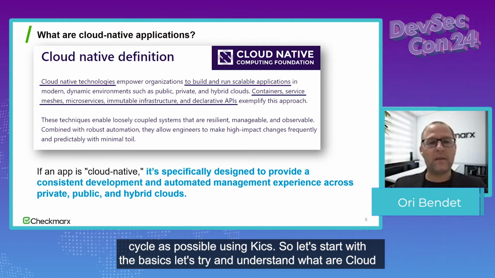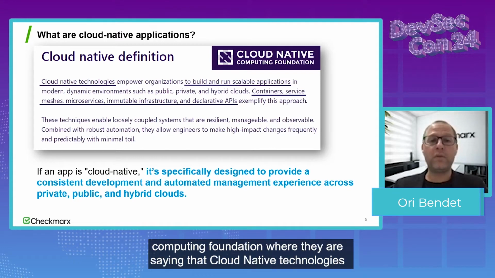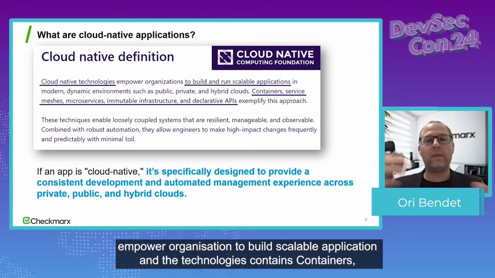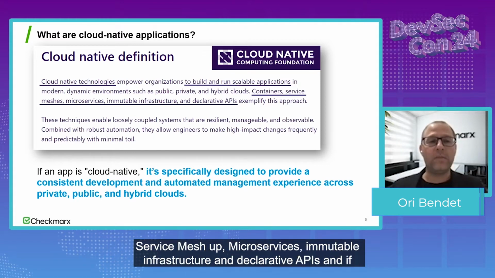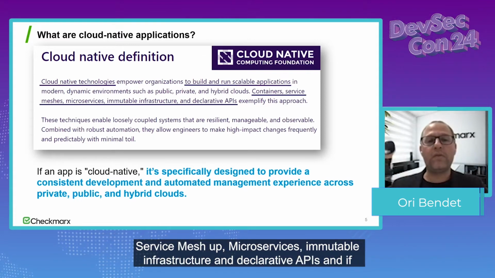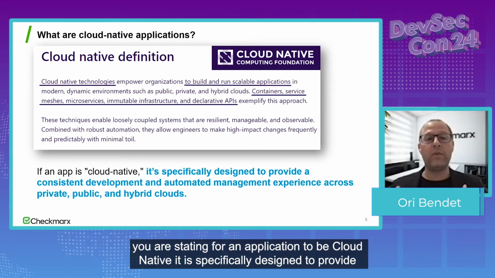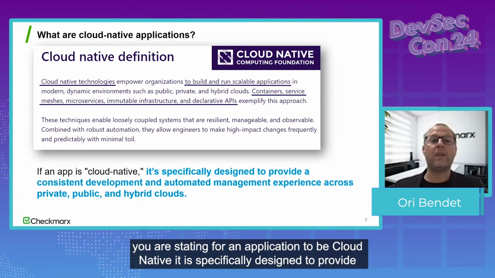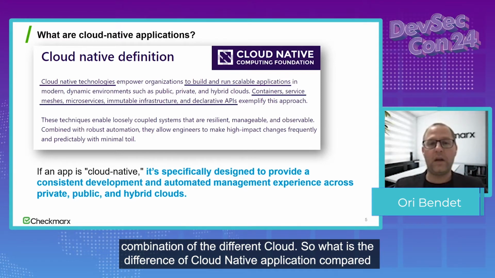So let's start with the basics. Let's try and understand what cloud native applications are. Here you can see the cloud native definition from our friends at the Cloud Native Computing Foundation, where they are saying that cloud native technologies empower organizations to build scalable applications. The technologies contain containers, service mesh, microservices, immutable infrastructure, and declarative APIs. And for an application to be cloud native, it is specifically designed to provide consistent deployment in an automated way across the different clouds, and in some cases also a combination of the different clouds.